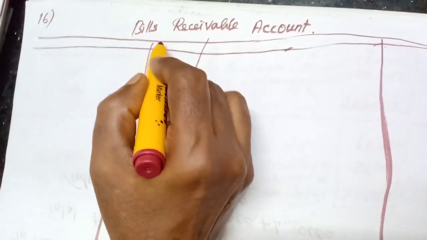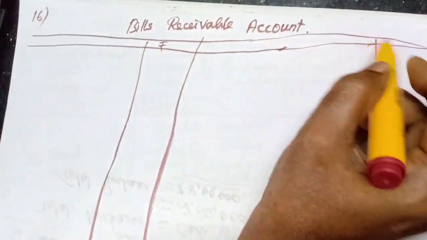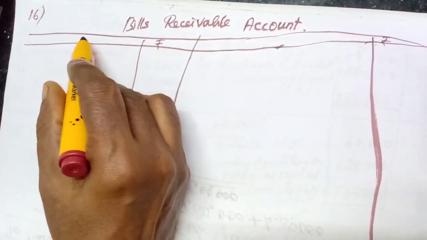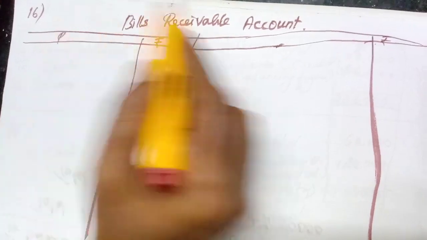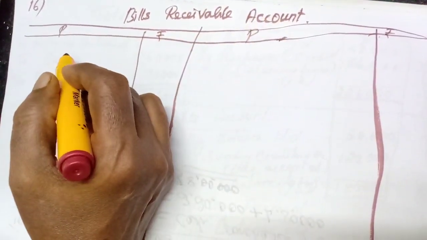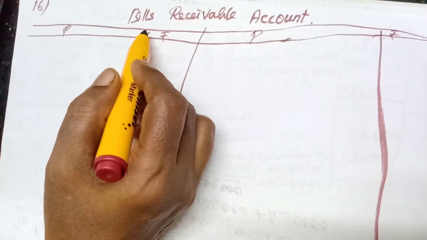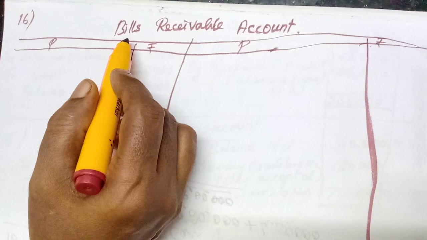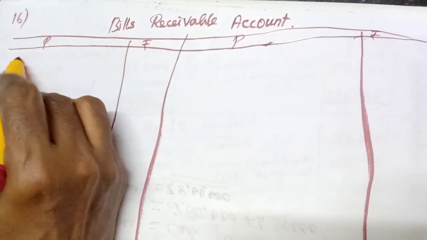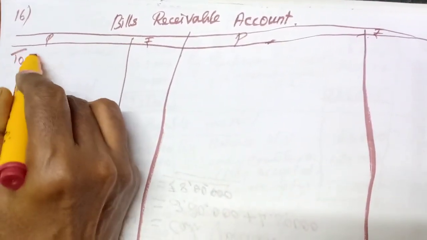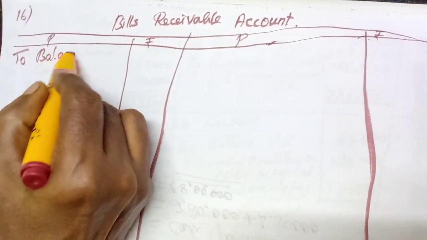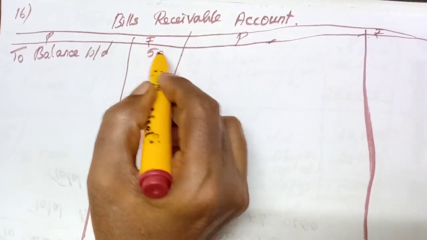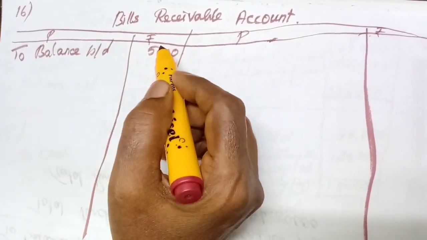Bills receivable account. Here rupees. Particulars rupees. Since it will waste our time, that's why I am not writing. But when you write for the test, you should write particulars fully. First we have to see the opening balance. From that column opening, first debtors given, next one bills receivable, opening 5,000. So it will come to balance brought down. To balance brought down 5,000. Then closing we will write later.